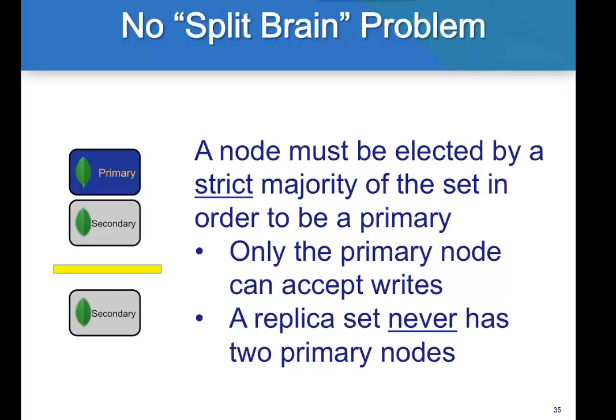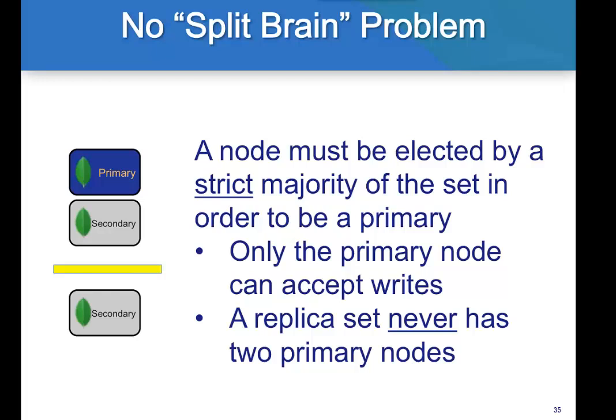In order for a node to be elected primary, it must see a strict majority. The primary node is the only one that can accept writes. So there's very careful engineering done to make sure that no matter what happens, however many nodes go down, whatever happens in a network partition, there's only one primary at a time. And this prevents the split brain problem.